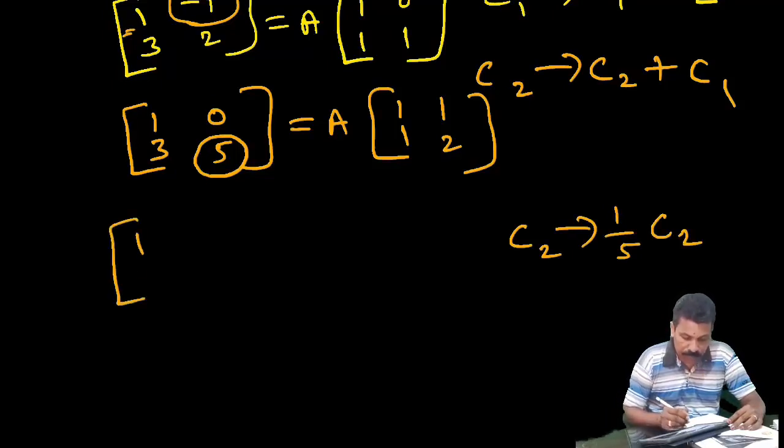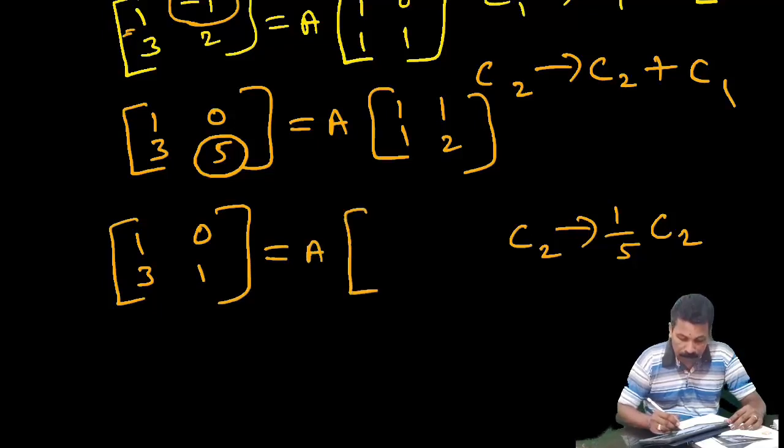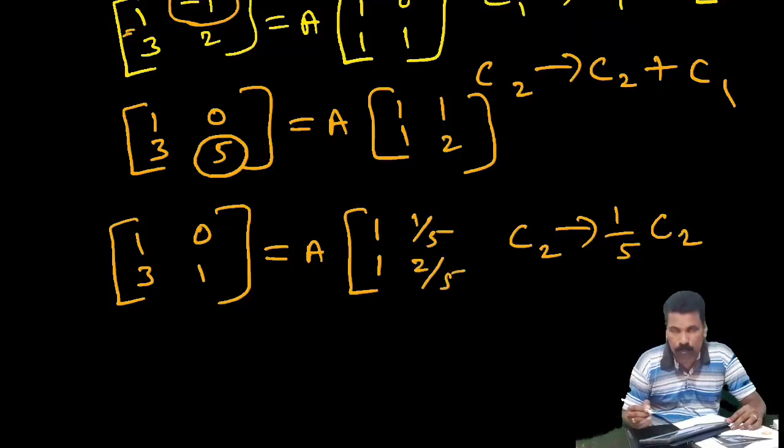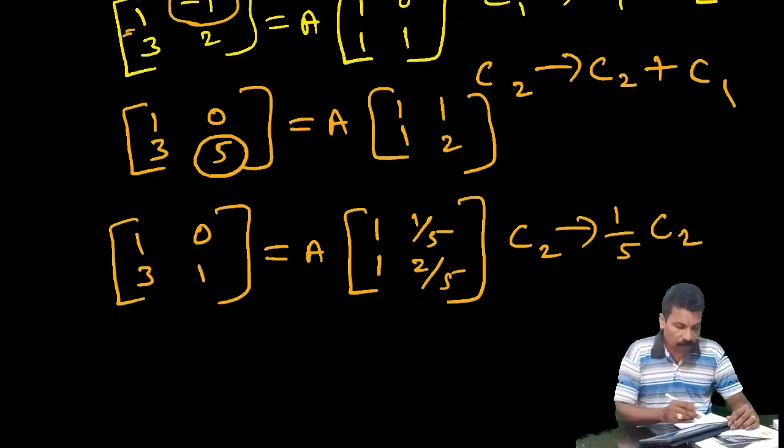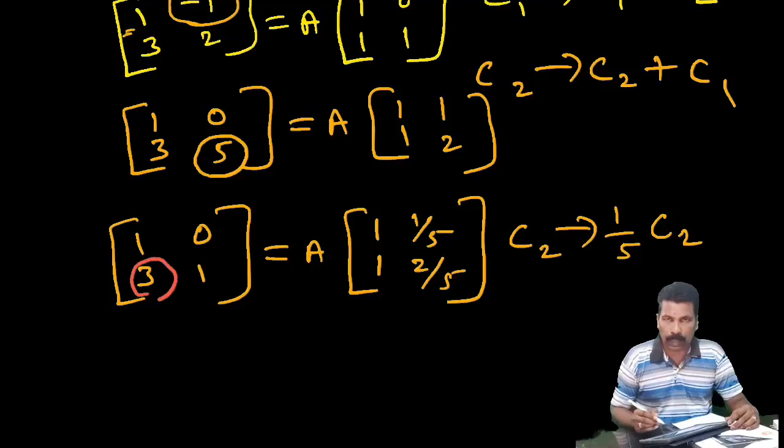1, 3, no change. Then 0, no change. 5 into 1 by 5, that will be 1. That is equal to A into, then 1, 1, no change. Then 1 by 5, that is 1 by 5. Then 2 by 5, like this. Now, again, our target will be to bring 0 to this place.